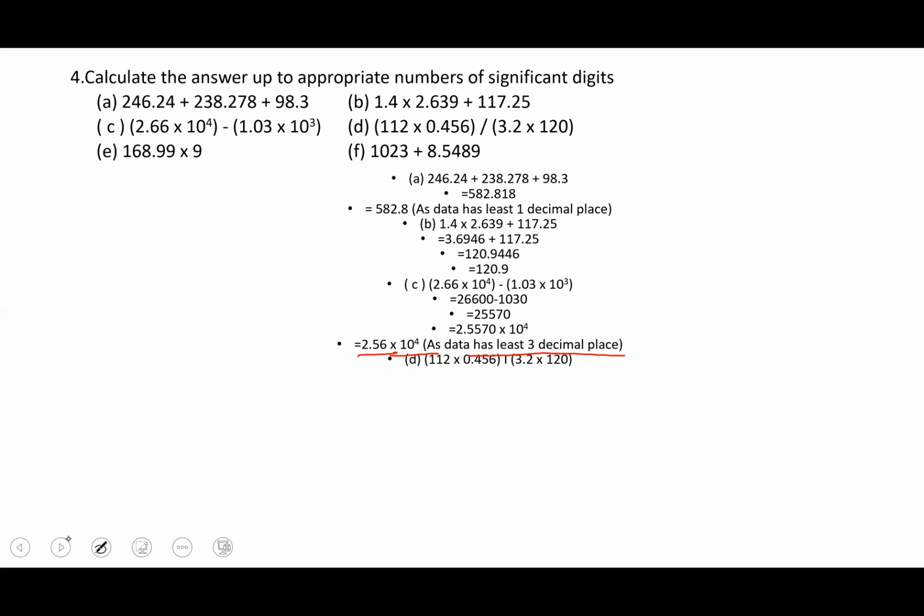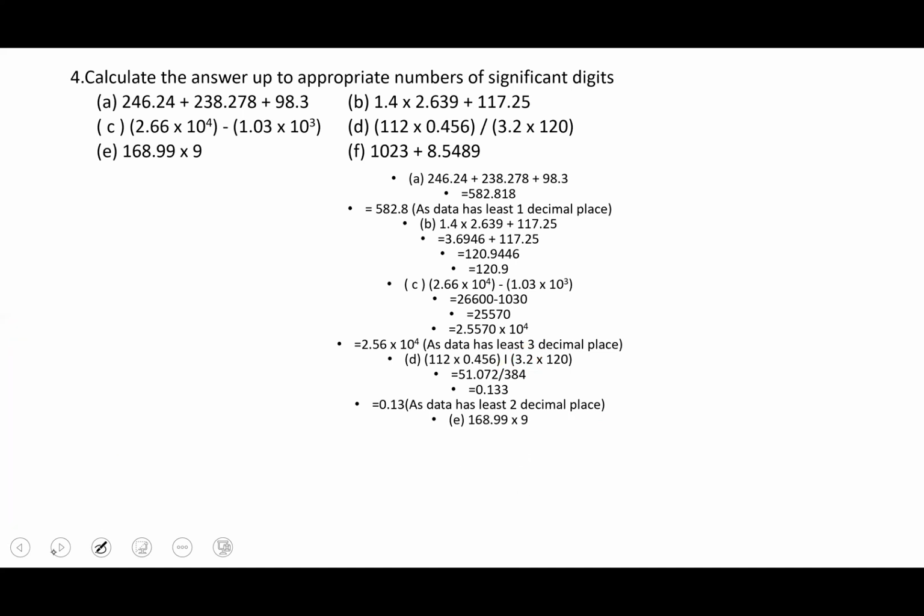Now in this case we have another question. It is 112 multiplied by 0.456 divided by 3.2 into 120. So let's calculate. It is 51.072 divided by 384. It is 0.133. So how many significant figures were there? There were only 2. So we can say that it is 0.13 and has at least 2 decimal places, which is given because it has only 2 significant figures, 3 and 2.